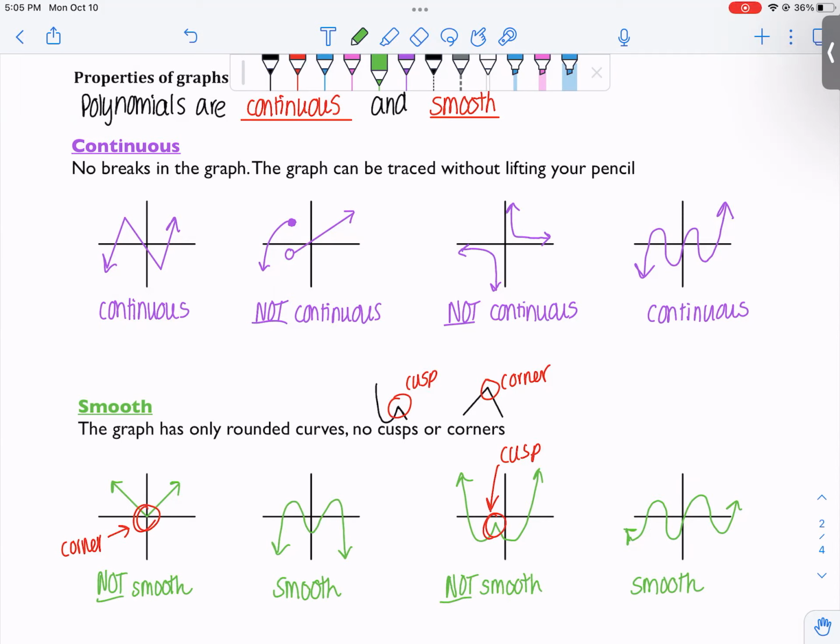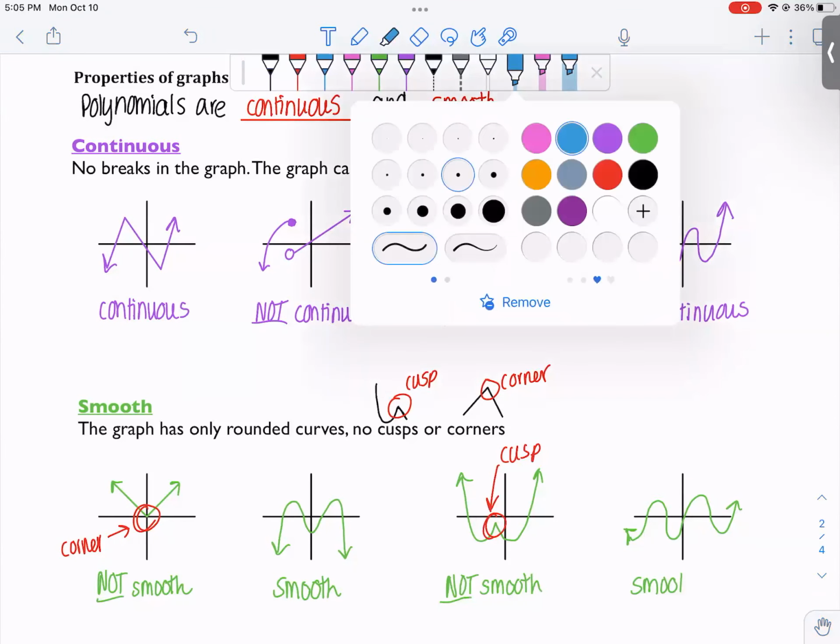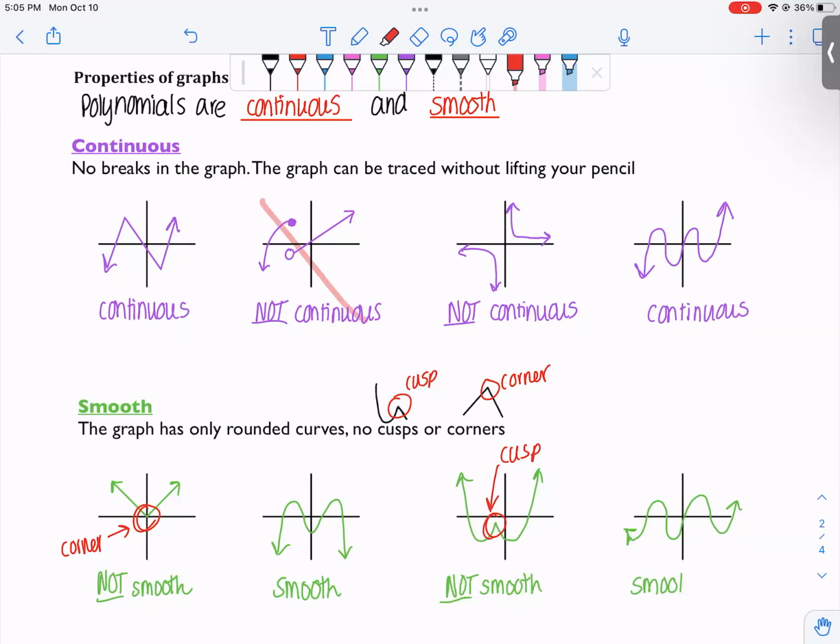So if we're looking at these and wondering which of these could possibly be graphs of polynomials, well, none of these that are not continuous can be polynomials. Those can't be polynomials because they're not continuous. These aren't polynomials because they're not smooth. Let's look at these remaining four and determine if they could possibly be a graph of a polynomial. Right here, this guy's not smooth. He has corners, so this one can't be a polynomial.